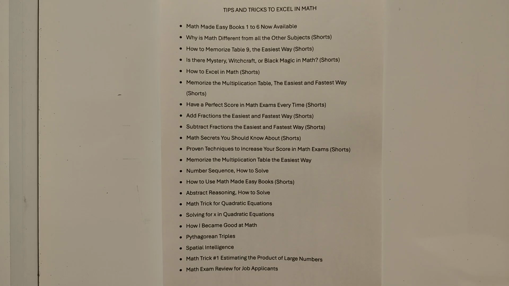Next is math trick number 1, estimating the products of large numbers. Sometimes you would need to multiply large numbers and you don't have a calculator and you don't have enough time. This is a trick. This is a good trick.